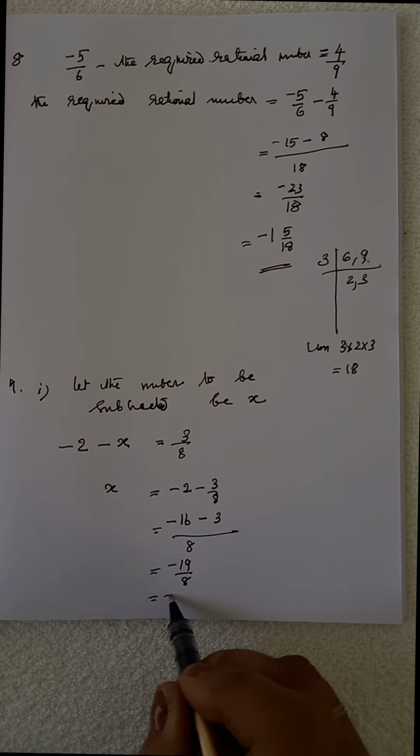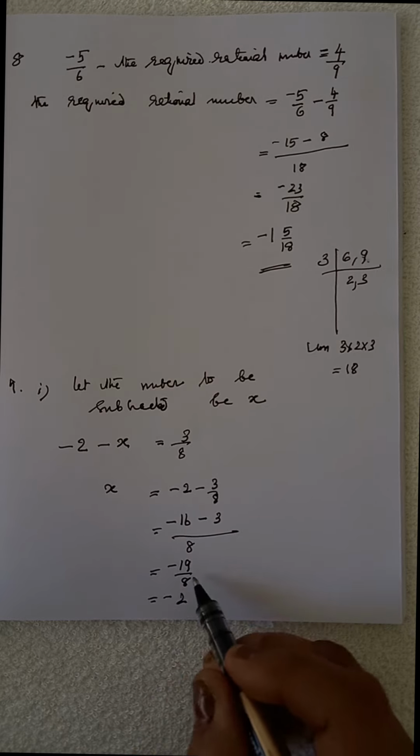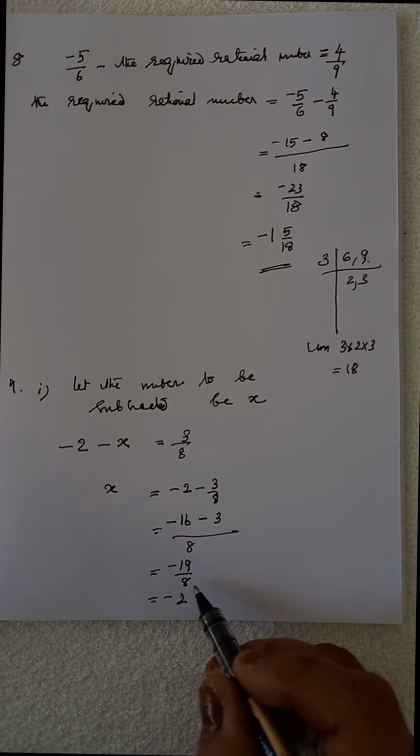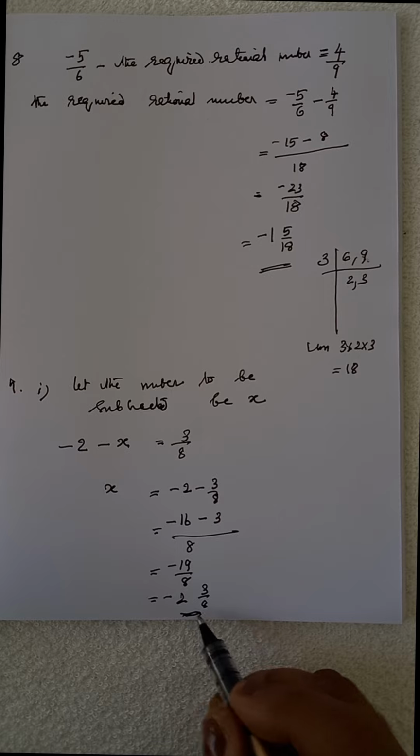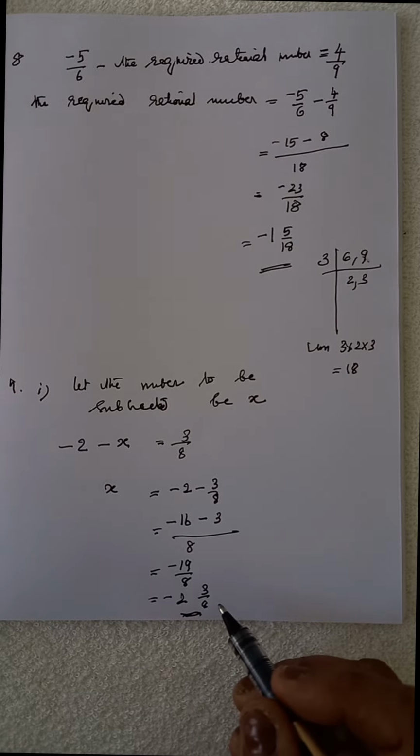So that is minus 2 and 16, 19 minus 16, 3. 3 by 8, 2 and minus 2 and 3 by 8 is the answer.